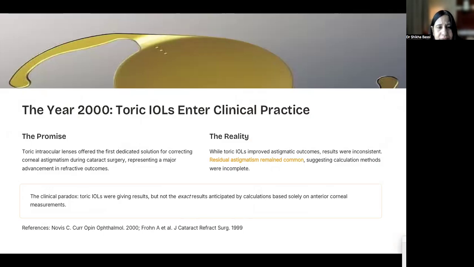In 2000, we all got toric IOLs, and we know that at that point of time, we were able to nail our refractions post cataract surgery in case of spherical IOLs. But as far as toric IOLs were considered, we all knew that we were not nailing it exactly. We were getting surprises very often, and there was residual refractive error after the cataract surgery.